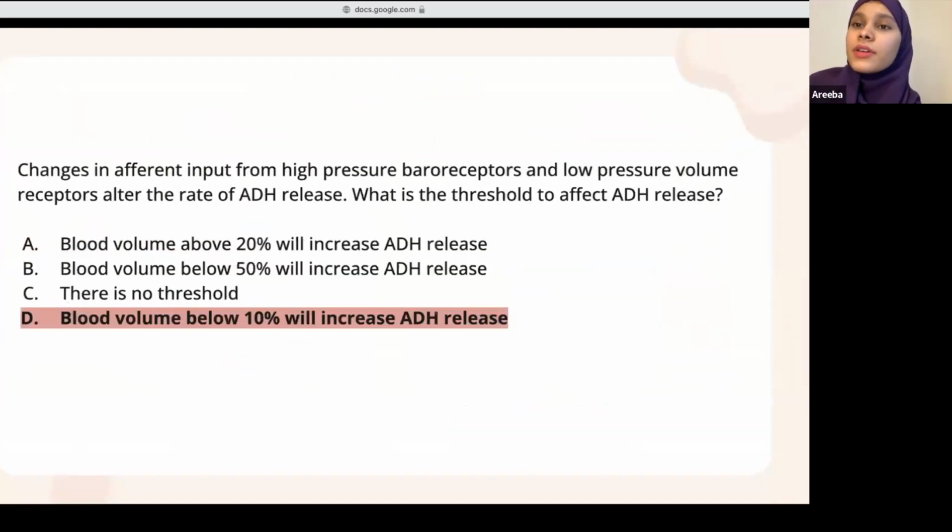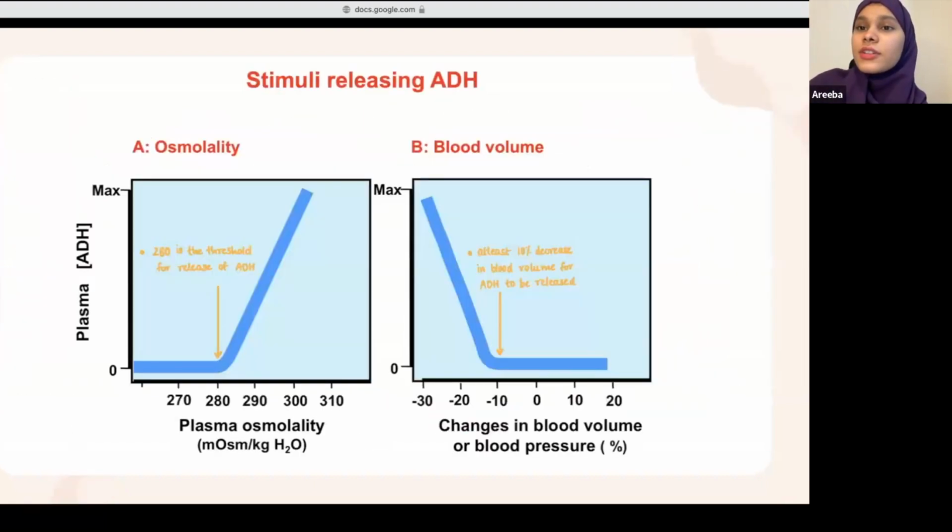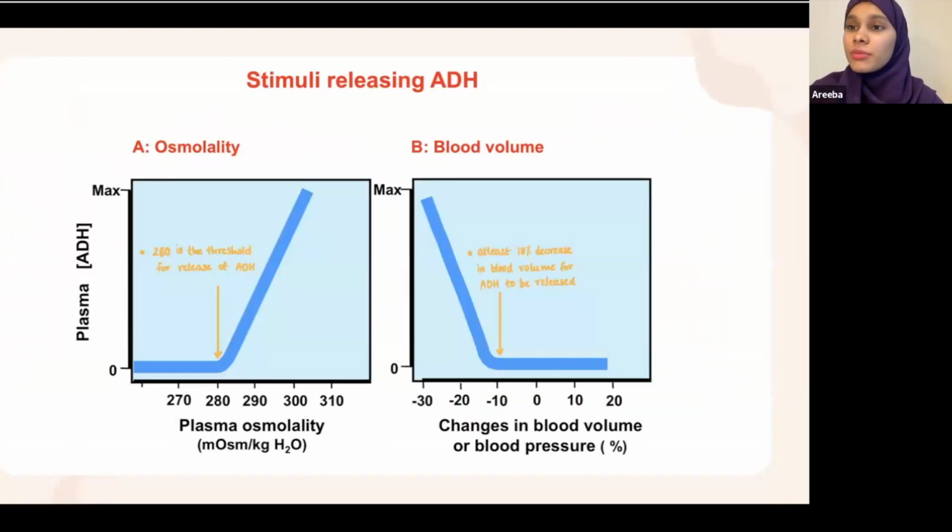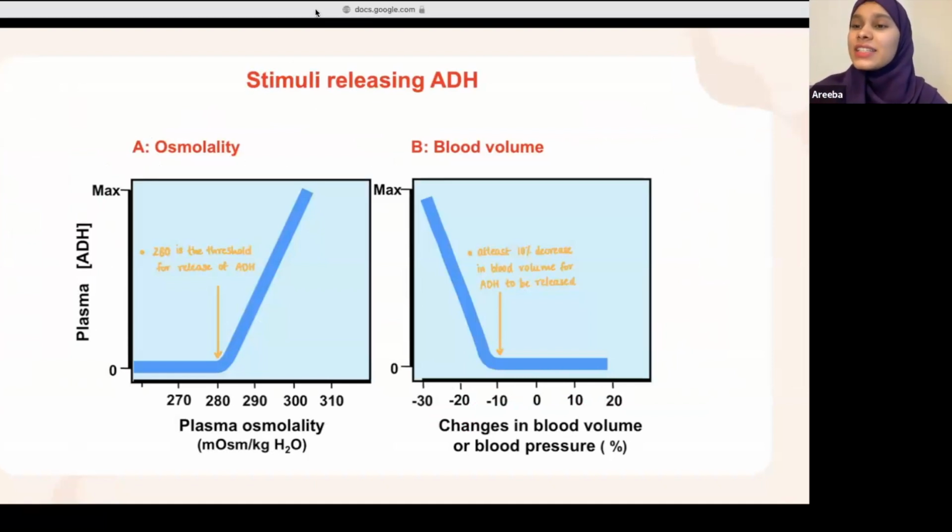Yeah, the graphs. Yeah, thank you. So we're going to have two things that stimulate the release of ADH. You have osmolality and you also have blood volume. So this question was asking about blood volume. So you need to have at least a 10% decrease in the blood volume. And once you reach this point, that's when you have an increase in ADH release.